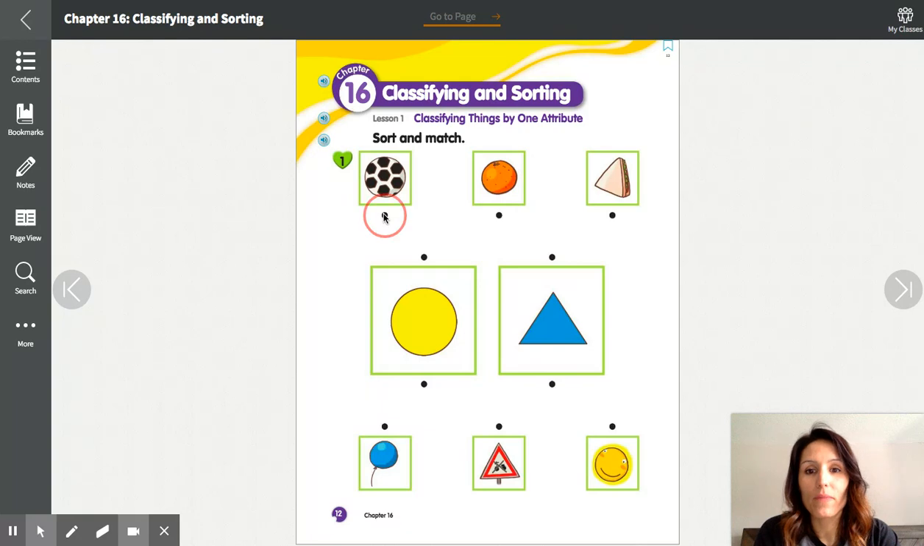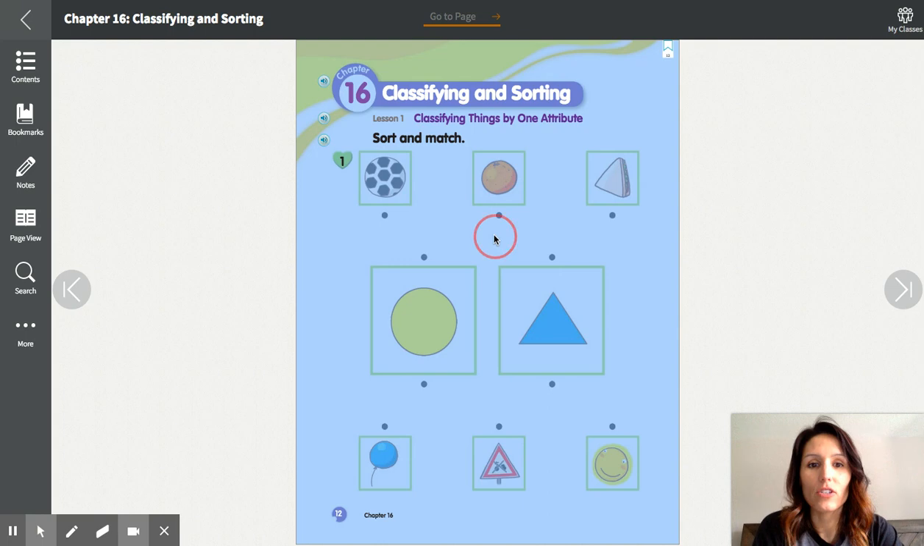So the soccer ball. Are you going to draw a line to the circle or to the triangle? Good. You should draw a line to the circle. For the orange, are you going to draw a line to the circle or to the triangle? Which one do you think? Good. Orange should be a circle.